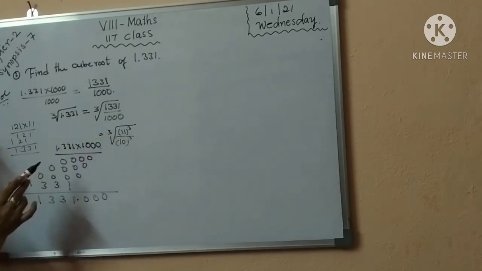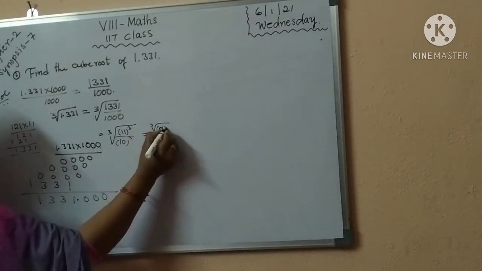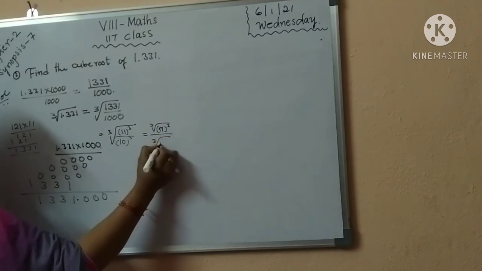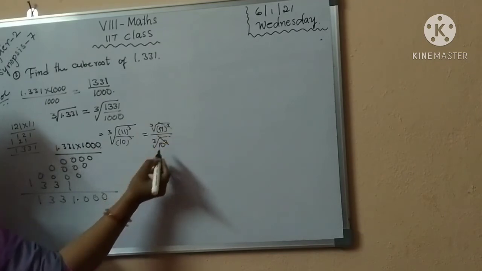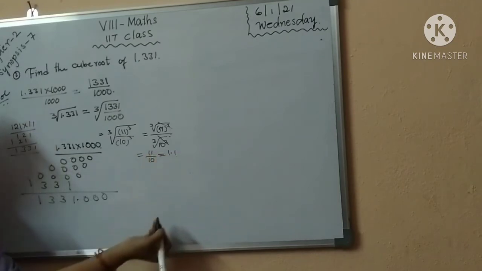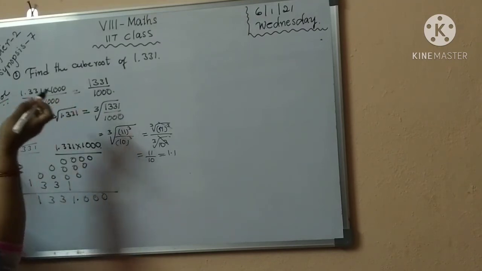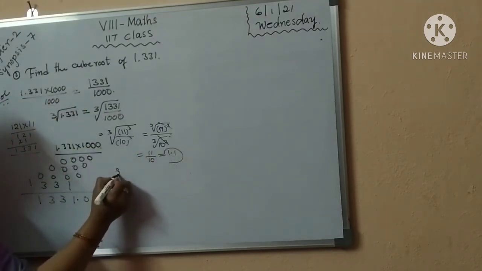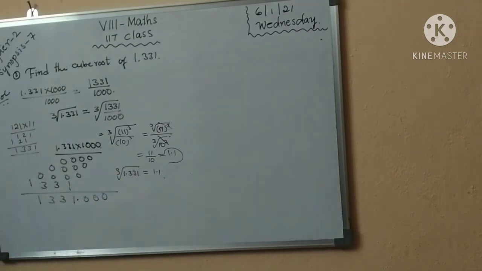We know the property of cube roots: the cube root of a by b equals the cube root of a divided by the cube root of b. Here b is 10 cube and a is 11 cube. The cube root and cube cancel, remaining 11 by 10. That is 1.1. Did you understand? The cube root of 1.331 equals 1.1. Did you understand, children? Okay.